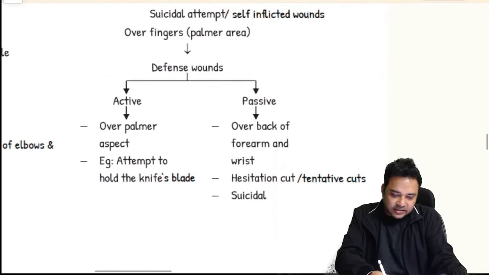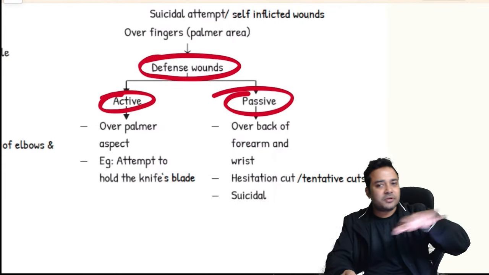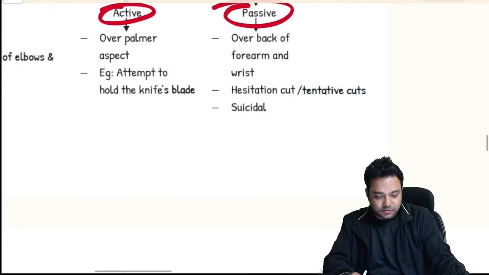And you will see all these defense wounds types, then active defense wounds. They are always already there in the notes.